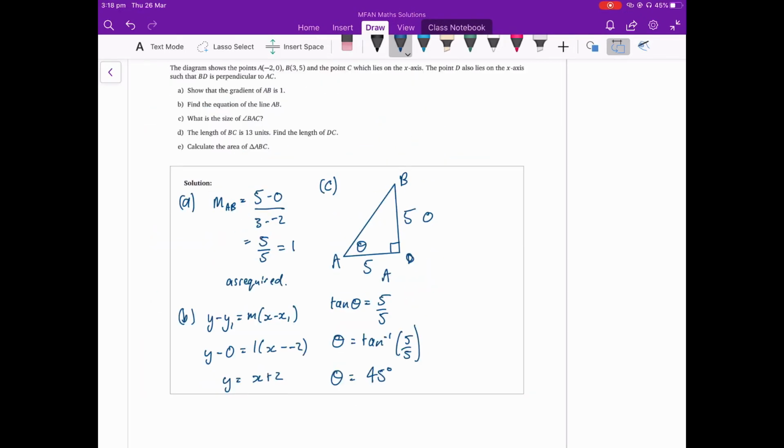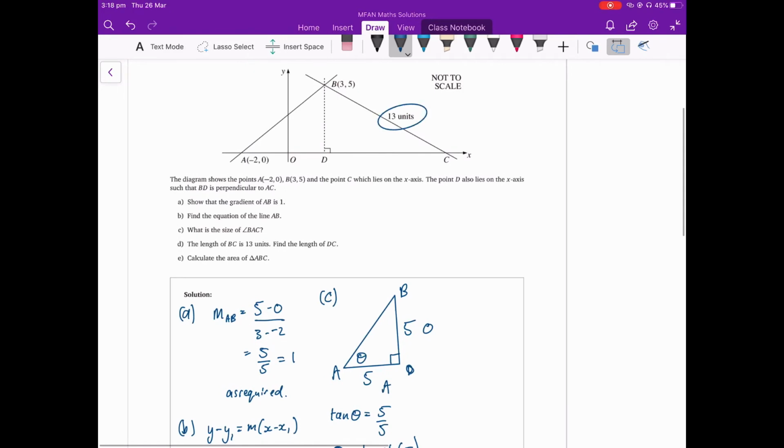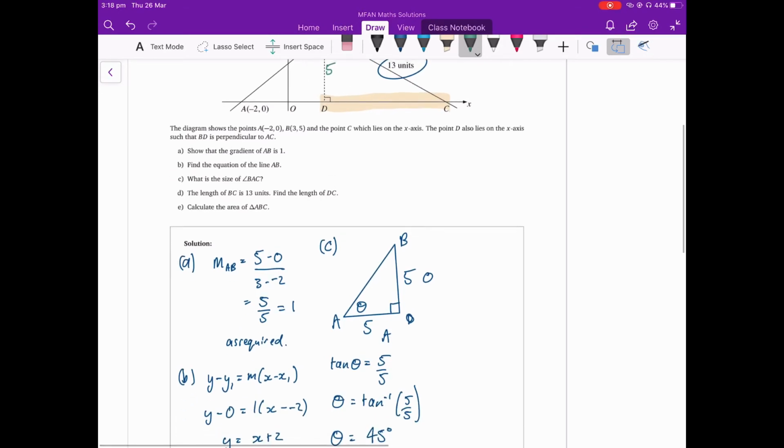Question D: BC is 13 units. We can see this up here. The length of DC, so we're going to find this here. Well, that's just simple Pythagoras' theorem, because we know that this length here is 5, and it is given as a right angle triangle.